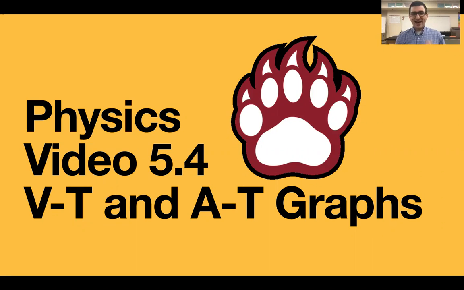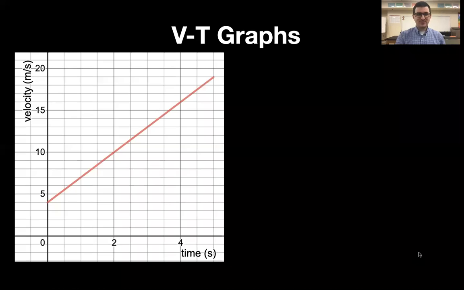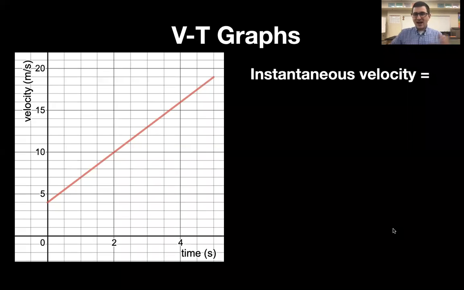We're going to talk about how to analyze velocity versus time graphs and acceleration versus time graphs. So first, here is our trusty friend, the velocity versus time graph. I want to go through this and talk about the different things that we can analyze about this graph. Let's say first that I ask you to find the instantaneous velocity, let's say the instantaneous velocity at 2 seconds.